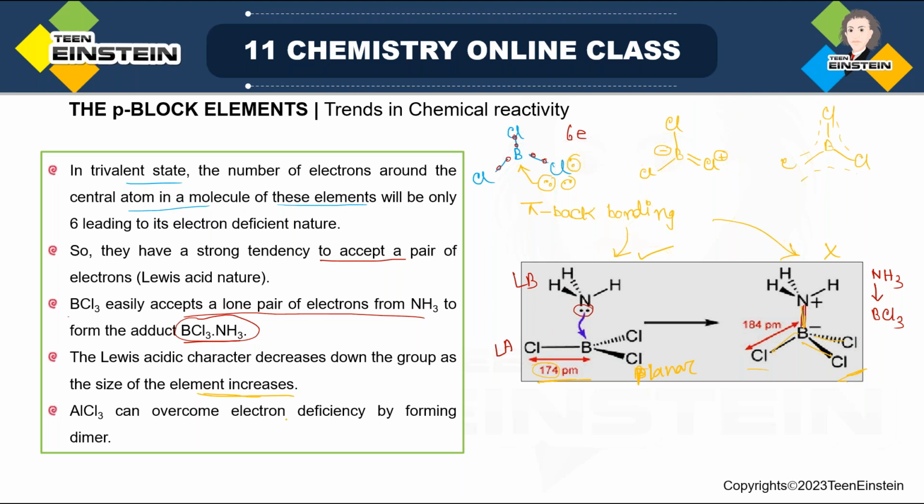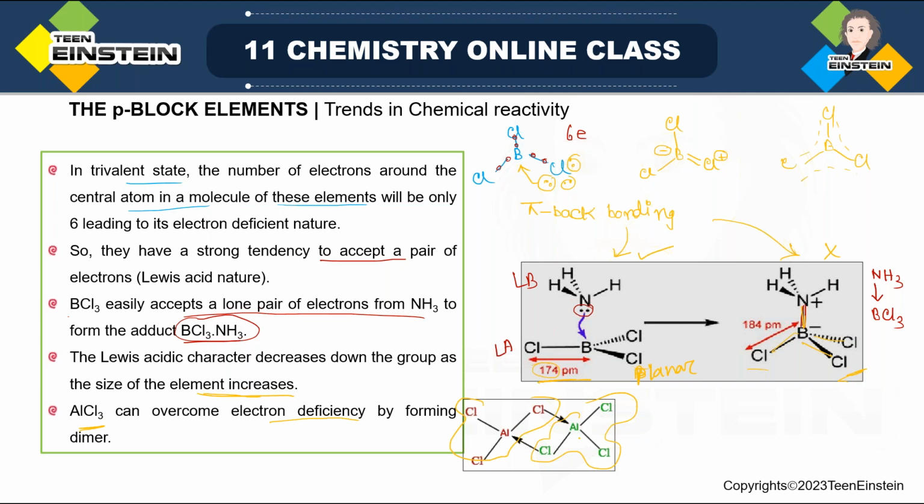AlCl3 can also overcome its electron deficiency, but it is not like BCl3. It happens in a different way. In BCl3 we have seen that the electron deficient nature is removed by adduct formation with some other species like ammonia. But in AlCl3 dimer formation is possible. So you can see here we have 2 AlCl3 molecules, in red color and in green color. So there is some bonding happening.